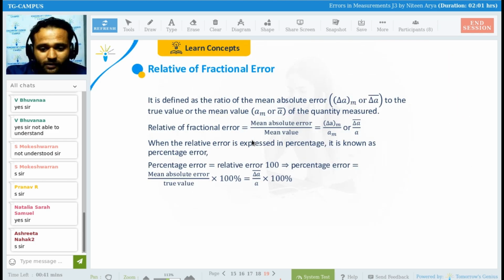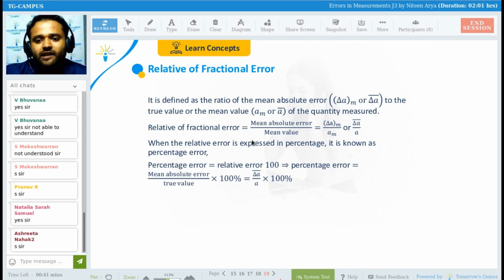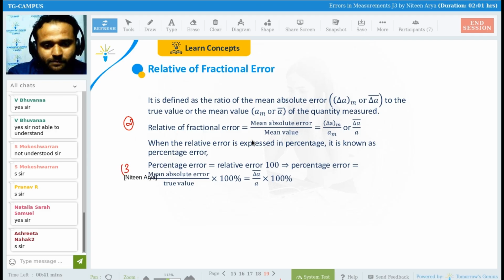So moving ahead. Now, if you clearly understood the absolute error, absolute mean error, or you can say arithmetic mean of absolute error, then the relative or fractional error is very easy. So this is your second type, relative or fractional error, and that is percentage error, and that is very, very important, both the things.